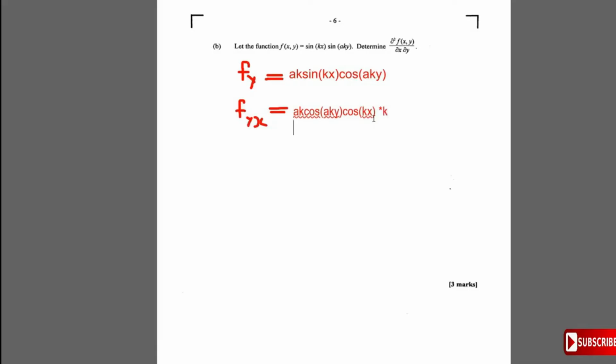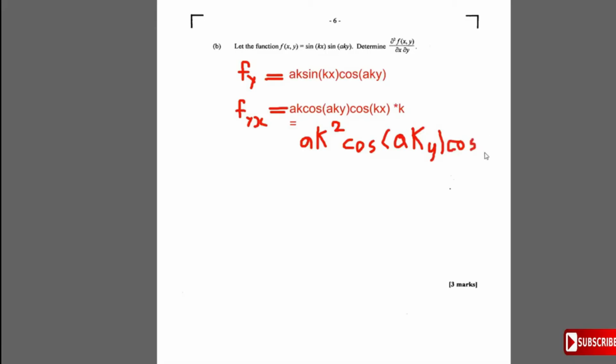So the final answer is a k squared cos aky times cos kx. Nice and easy. That takes care of this question.